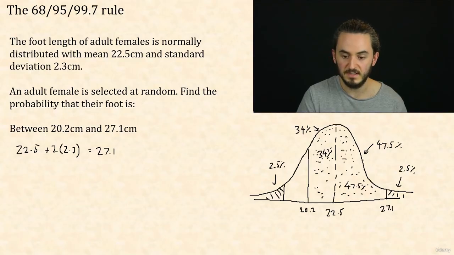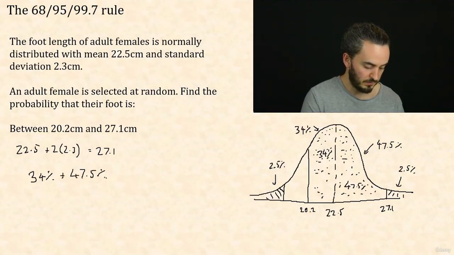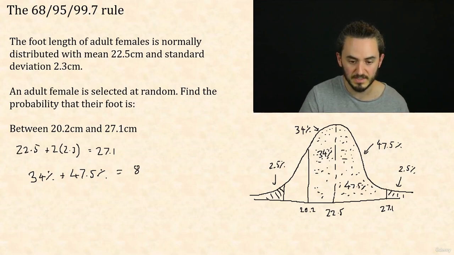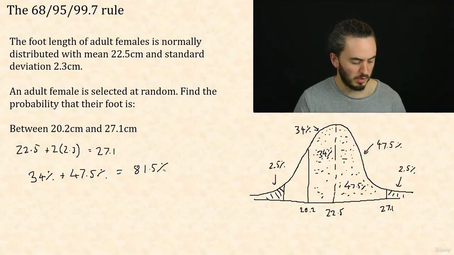47.5% is in this section here. What does that mean? It means that my answer is going to be 34% plus 47.5%. 47.5 plus 34 is 81.5, so my answer is 81.5%. So you can see these are kind of awkward.